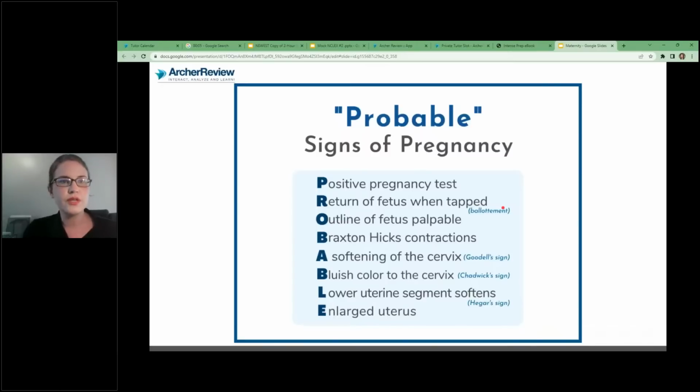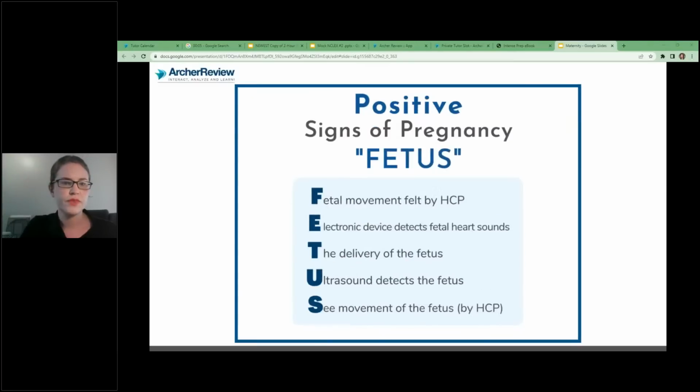And then there's also the enlarging uterus. So all of these would make me say, I think this person's probably pregnant, but none of them are certain. You would still want to do further testing. The positive signs of pregnancy are the, yep, take it to the bank, this person's pregnant. And these are going to spell out the word FETUS.